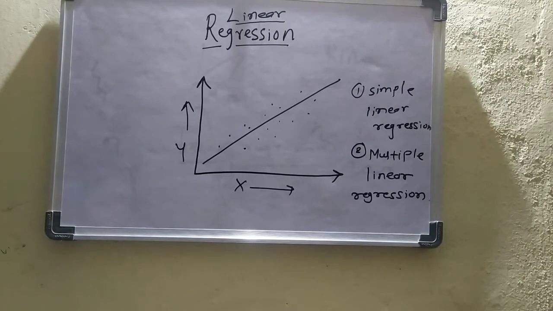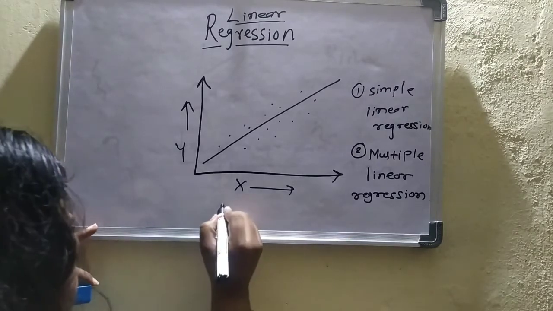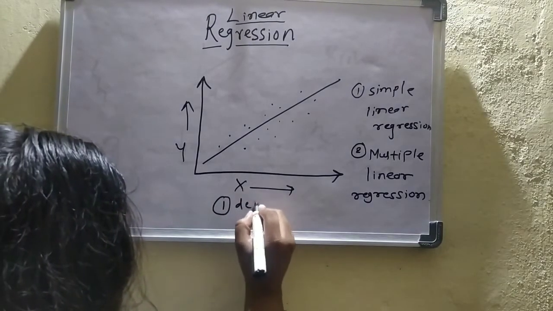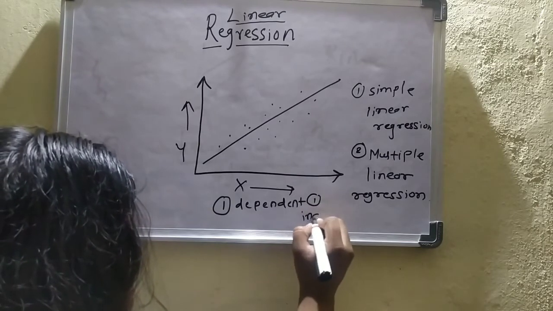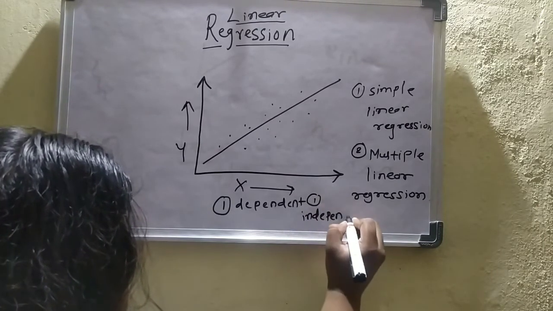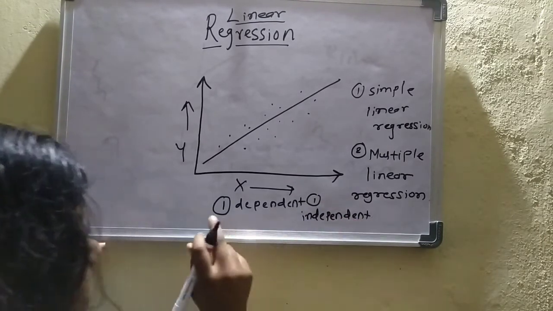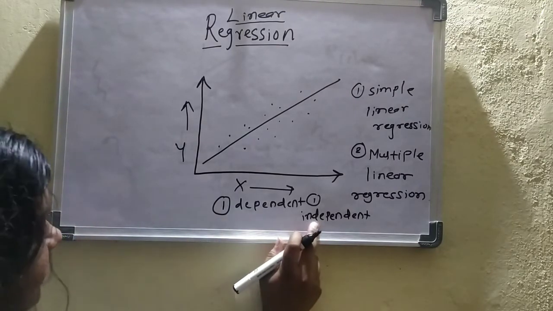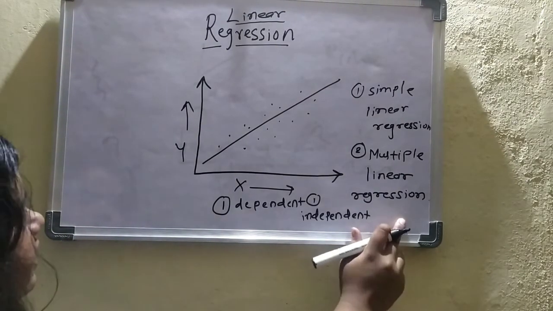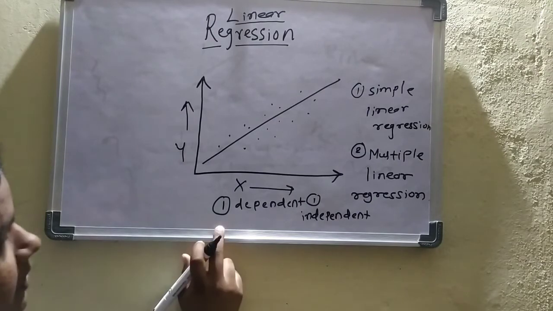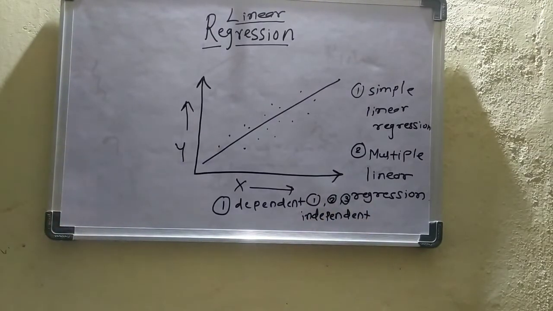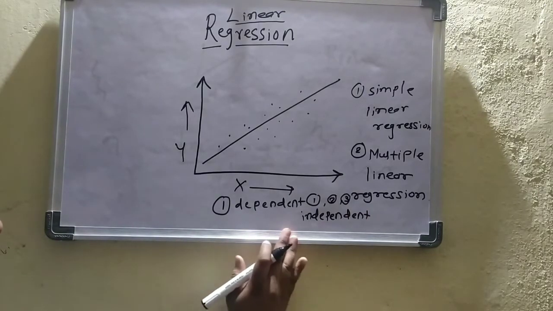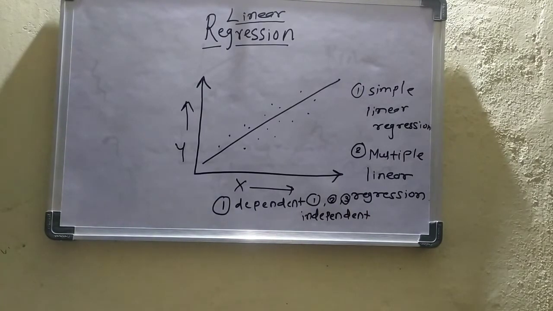In simple linear regression, there is one dependent variable and one independent variable. But in multiple linear regression, there is one dependent variable, but there are multiple independent variables. How these equations are carried out, we will see now.